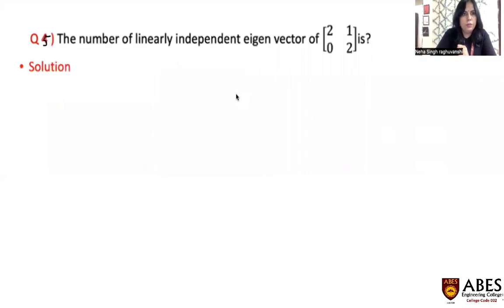Come to the next question. The number of linearly independent eigenvectors of this matrix. See, you can check the eigenvalues. Here, the eigenvalues are 2 and 2. Both are of the same kind, both are the same number. It means the number of linearly independent eigenvectors is 1. So the answer is 1 because 2 and 2 both are same.